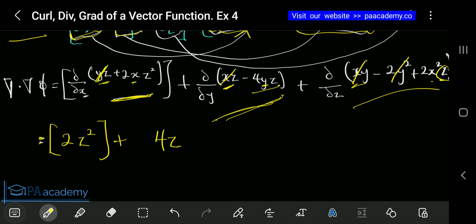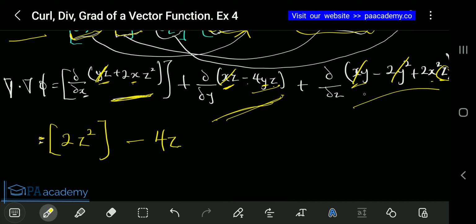We are having y here, so if you differentiate this y, we are going to be getting 1, and we're left with minus 4z. So if you have minus 4z here, and remember plus times minus will give us minus, so that's why we had minus here. So let's move to the next one.